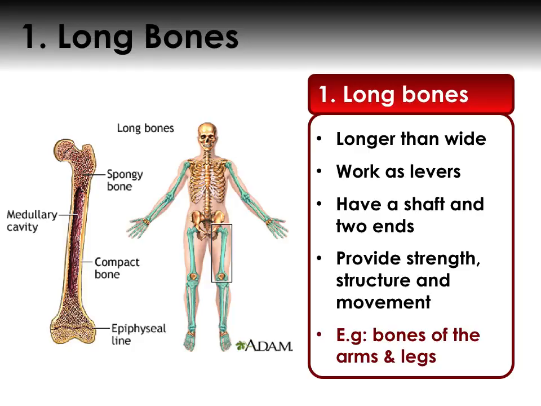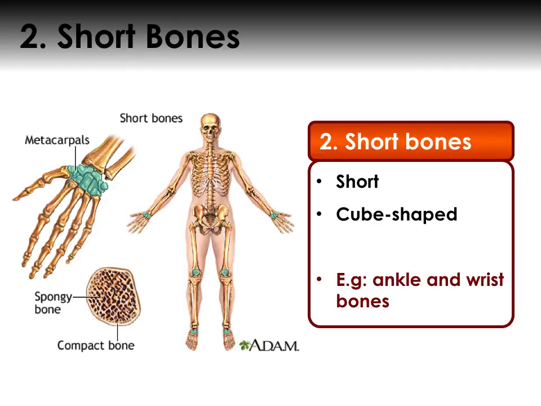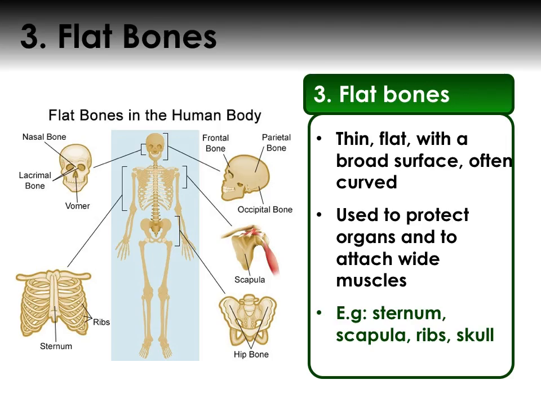Long bones are considered long bones when they are longer than they are wide. They also work as levers. They have a shaft with 2 ends, and they typically will provide strength and structure and help with movement. Examples of long bones are the bones that make up the arms and the legs. Short bones are actually short and tend to be cube shape. These would be the bones you would find in the ankles and the wrist.